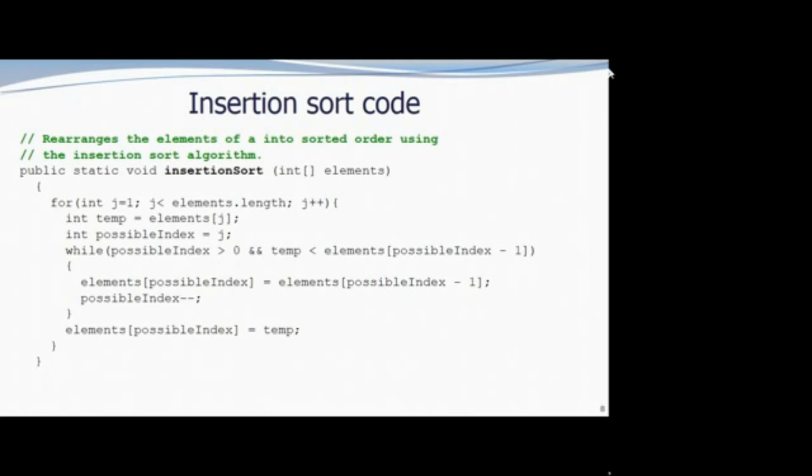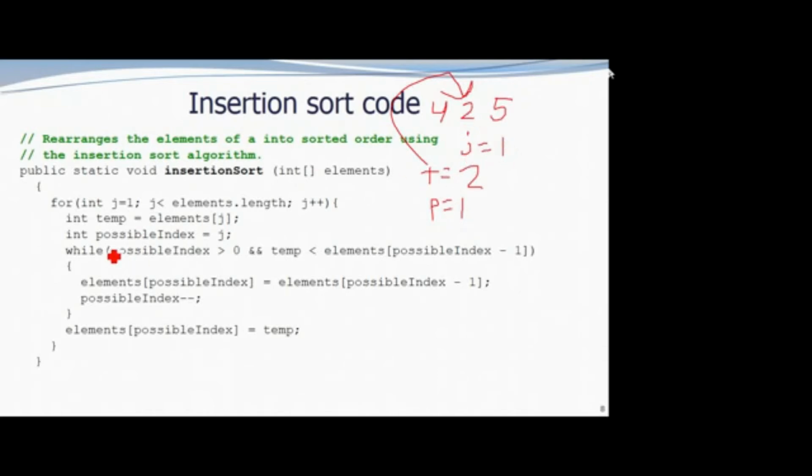What happens is, we'll go ahead and draw it. So we had 4, 2, 5. J equals 1, so j is pointing right here. Temp equals the array at j, the value, so elements at j, which is 2. J is the index, and temp is the value. Possible index is going to equal j, which is 1. So j equals 1, possible index equals 1.